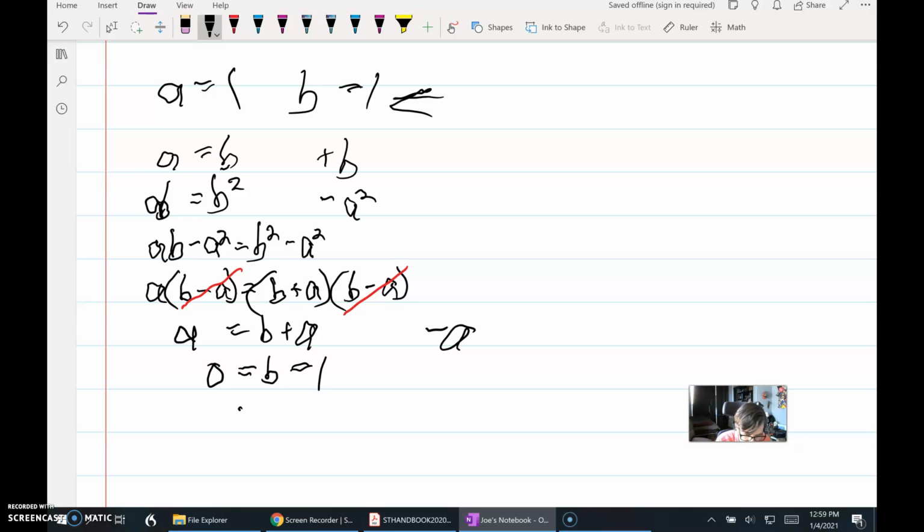So, right there, it kind of seems like I've shown 0 is equal to 1. Not true again. Where did I go wrong? All right. I'll look forward to being proven wrong.